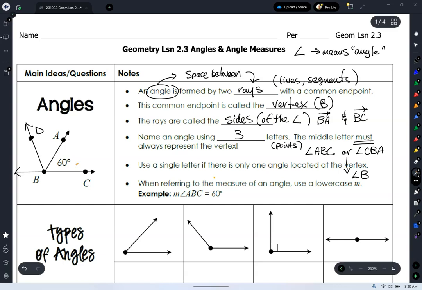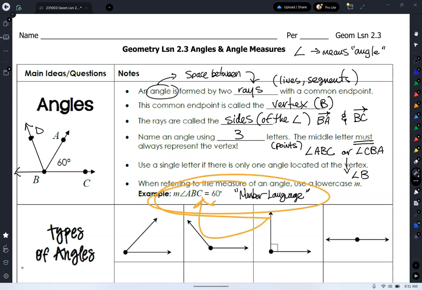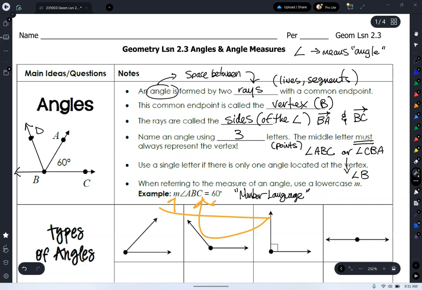So then let's talk about this thing in here, okay? When we are referring to the measure, before we were talking about distance or length on our line segments, but now we're talking about the measure of an angle, okay? We write that naming like this. You notice that little M that's out in front there? Notice that that's an equal sign. This is number language. You can see the equal sign. And when we put this little M in front of that angle sign, we are saying the measure of.